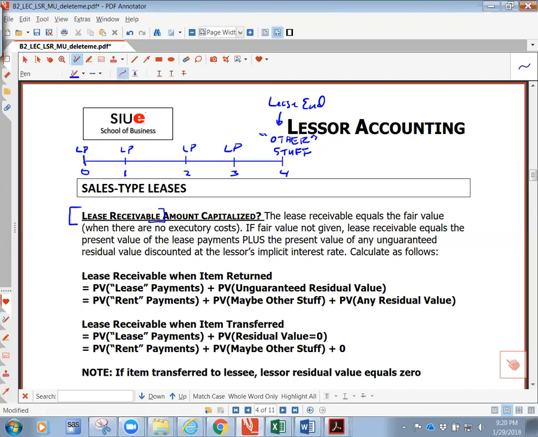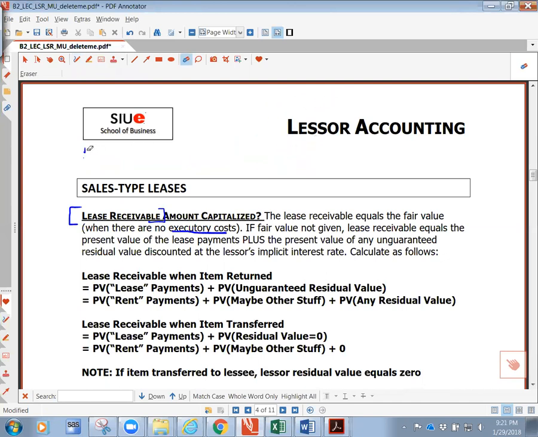So let's see what we have over here. The lease receivable will equal fair value when there are these things, when they exclude executory cost. Okay, so executory cost. What are executory costs? Let me get this eraser out here, make some room. Executory costs are things like payments for maintenance, taxes, insurance. So they're generally associated with periodic expenses when they're outside of the lease payment.